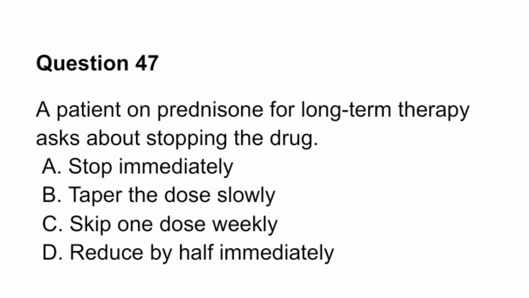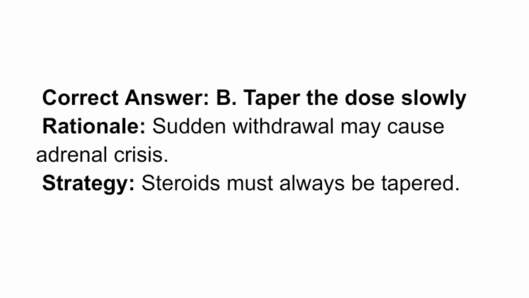Question 47. A patient on prednisone for long-term therapy asks about stopping the drug. A. Stop immediately. B. Taper the dose slowly. C. Skip one dose weekly. D. Reduce by half immediately. Correct answer: B. Taper the dose slowly. Rationale: sudden withdrawal may cause adrenal crisis. Strategy: steroids must always be tapered.